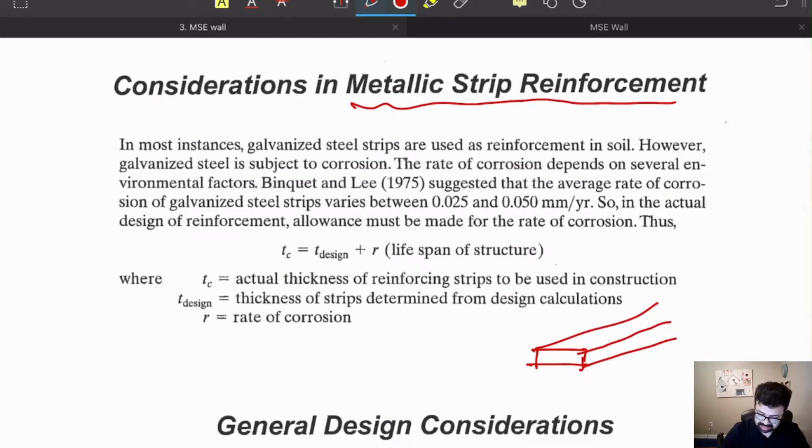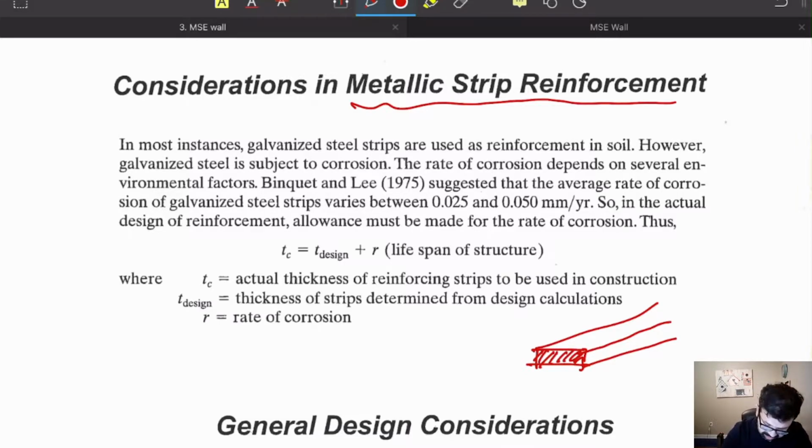So it has a thickness, and when we need to determine the thickness, first of all, we need to know how much area it is going to cover, because it provides the tensile force or the pull-out force. So first of all, it has to be sufficiently thick so that it can take the amount of loading it's supposed to take. At the same time, we have to add some factors for the corrosion.